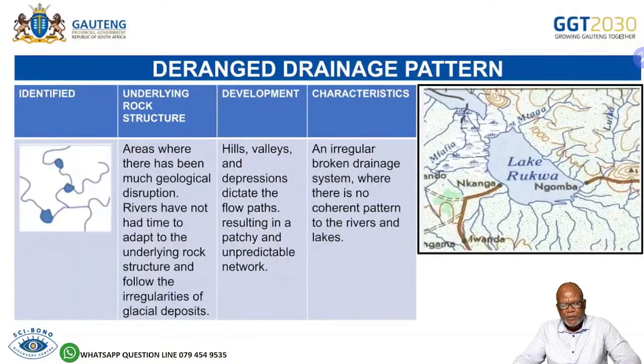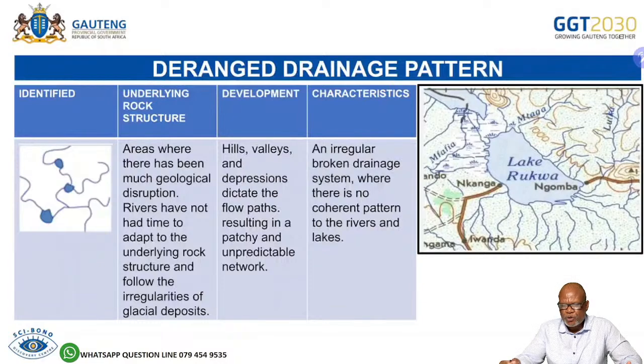Now let's look at what we call a deranged pattern. So the name says it all, deranged. So the deranged pattern doesn't have a specific shape that we can give. It's asymmetrical. It's unlike any other thing. It's undefined.